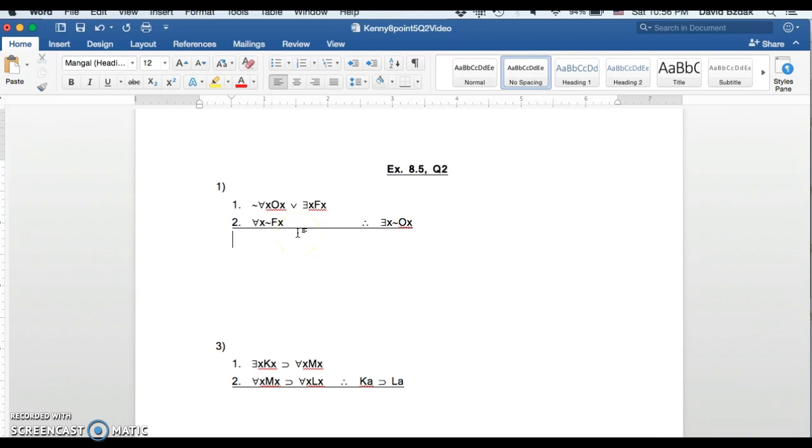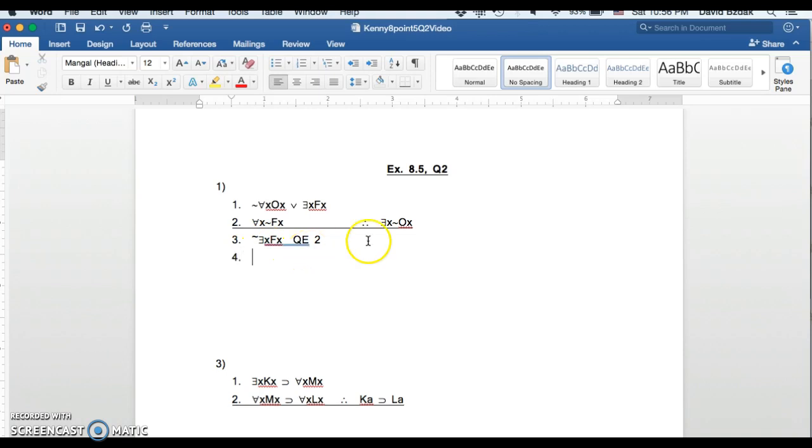So if you do the quantifier exchange rule on premise 2 here, you get the negation, you get the existential quantifier, fx, right? So that's QE2. So the negation jumps over the quantifier and it changes from universal to existential. All right. So why do we want to do that? Well, because now we have the negation of one of the disjuncts up here. And if we have the negation of one of the disjuncts, we can apply the disjunction elimination rule. And that gives us the other disjunct.